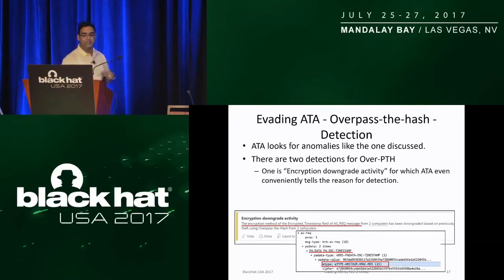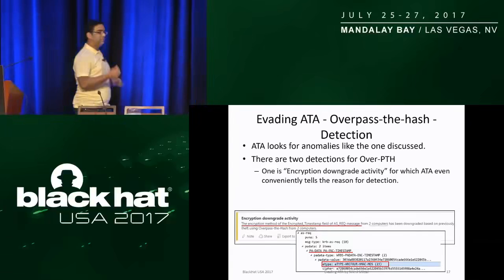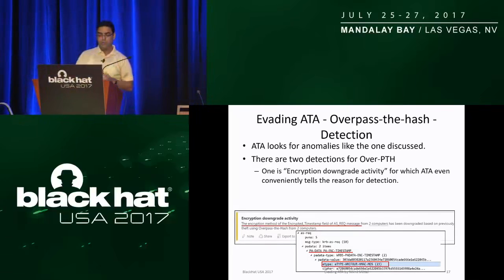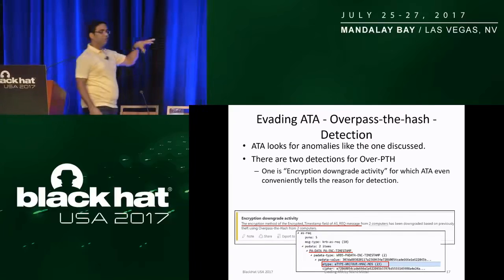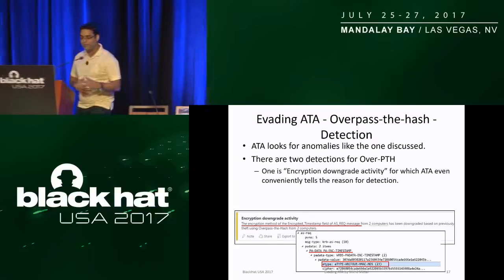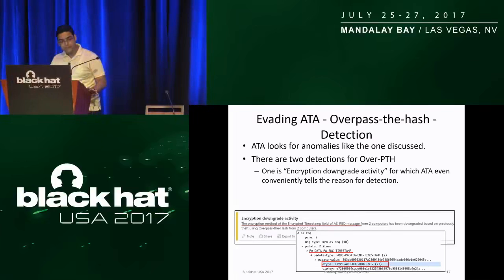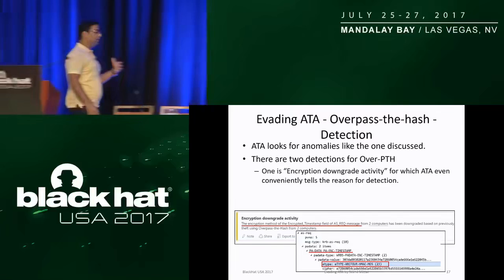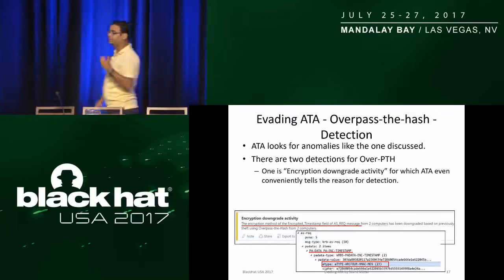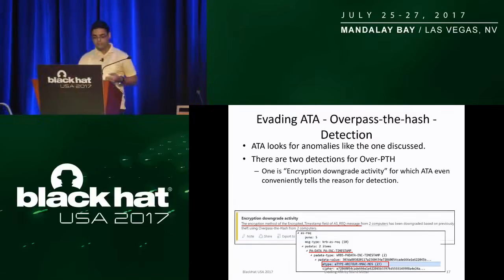This is what ATA detects. Exactly this is the type of anomaly which it is looking for, lazy attackers. There are two detections basically. One, encryption downgrade activity. And once again, if you look closely, ATA tells you how it caught you pants down. AS-REQ. So what does it read? The encryption method of the encrypted timestamp field of AS-REQ message was downgraded. I mean, there can't be anything clearer than that, telling you in your face to try to improve your techniques. Do not rely on tools blindly.